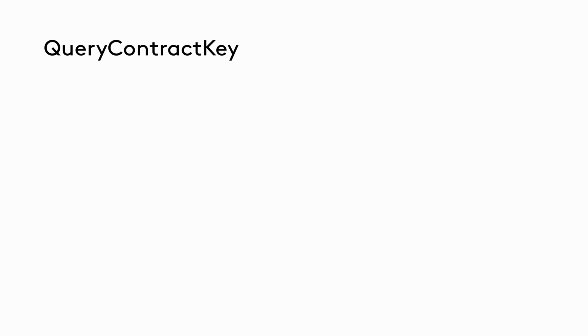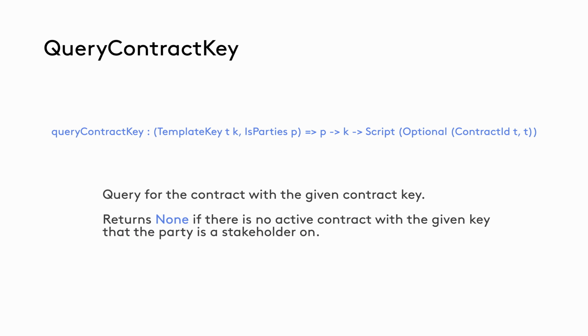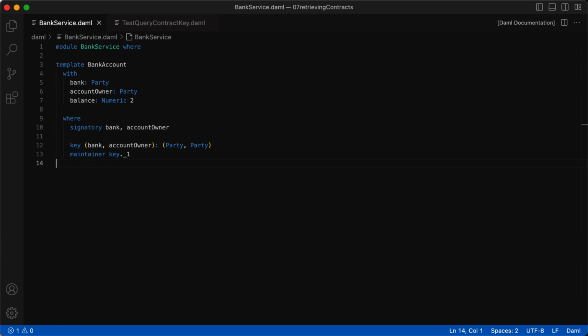A very similar query function is QueryContractKey, where the function takes the party and the key as inputs and returns an optional value with the contract payload. If there's an active contract with this key that's visible to the parties, it's returned. So let's look at an example.